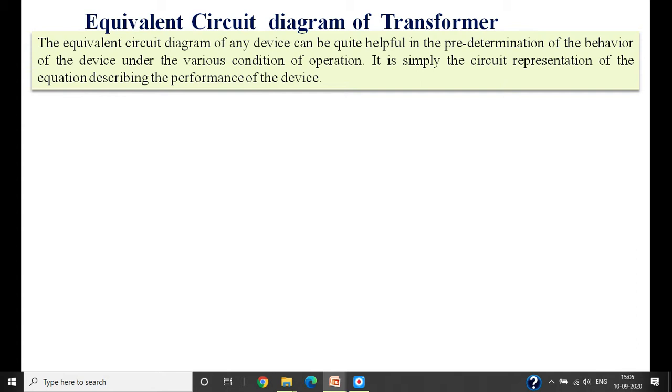This means the equivalent circuit can be helpful to predetermine the behavior of the device under various conditions. It is nothing but simply the circuit representation of the equation describing the performance of the device. We can represent this in the form of an equation and a circuit representation so that we can predetermine the behavior of the device. Predetermination means that without actually loading the transformer, with the help of the equivalent circuit diagram, we can analyze the behavior of that particular machine.